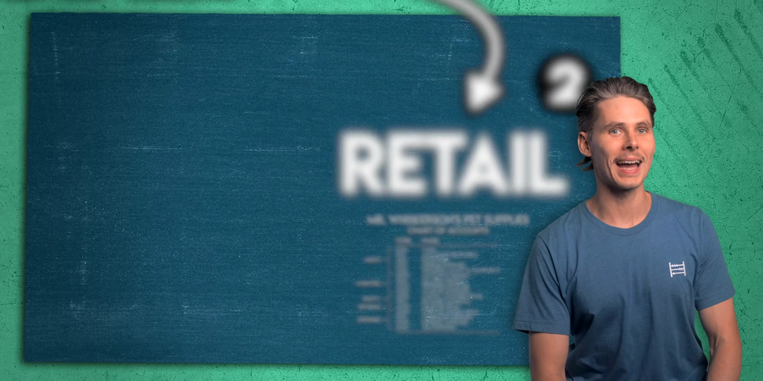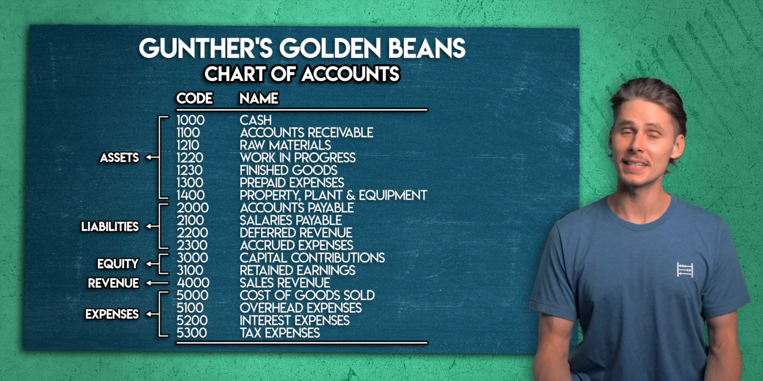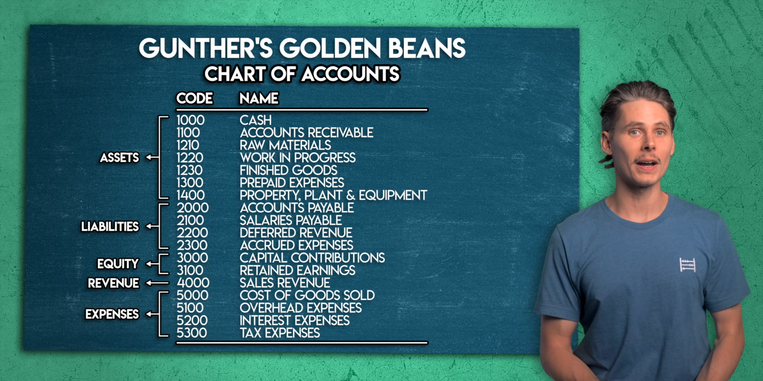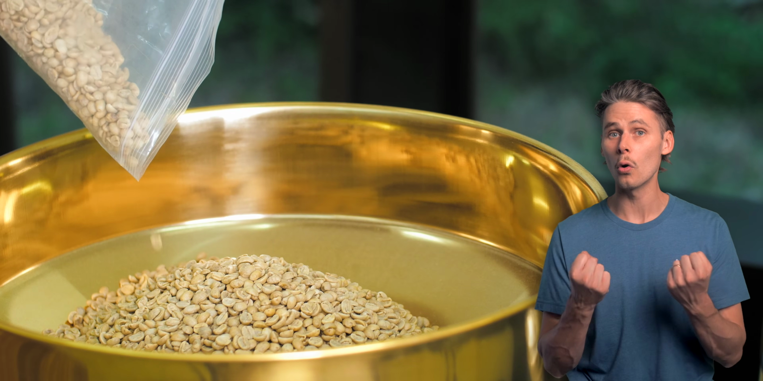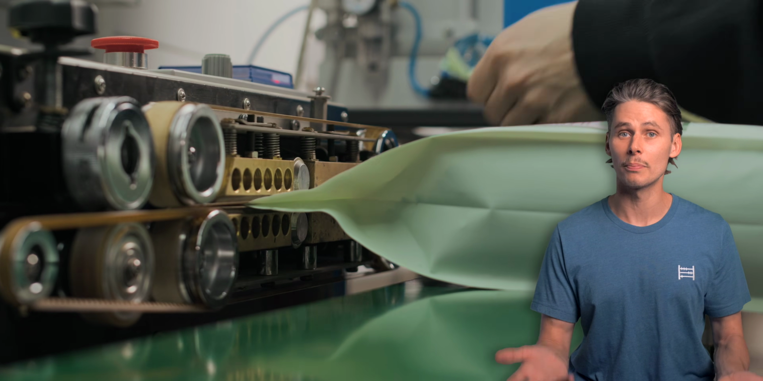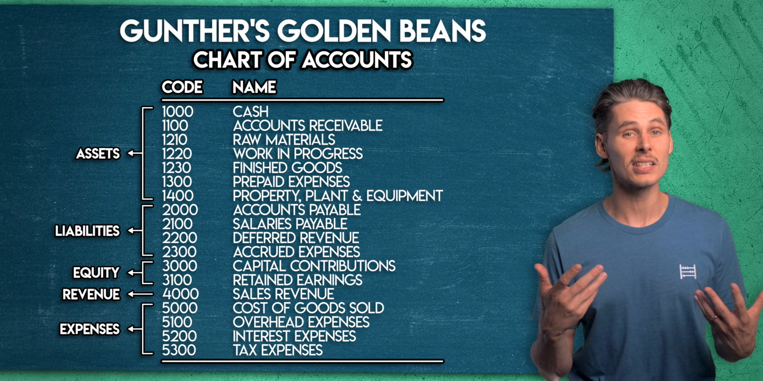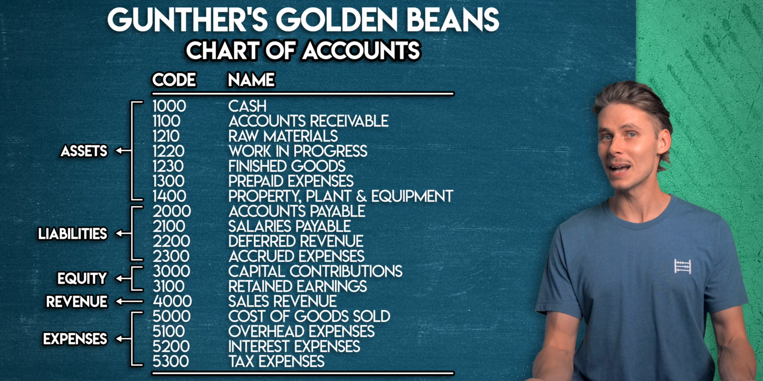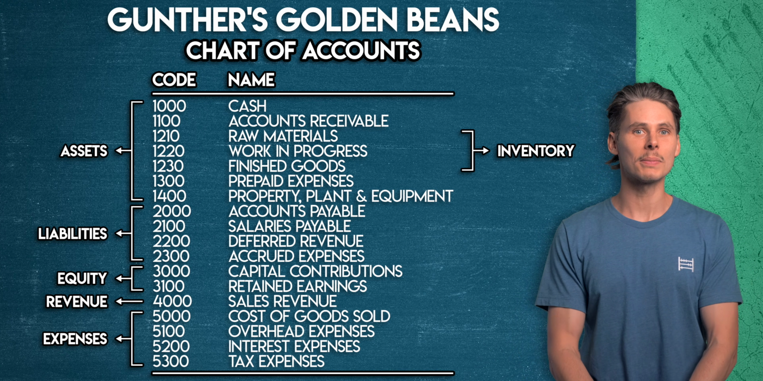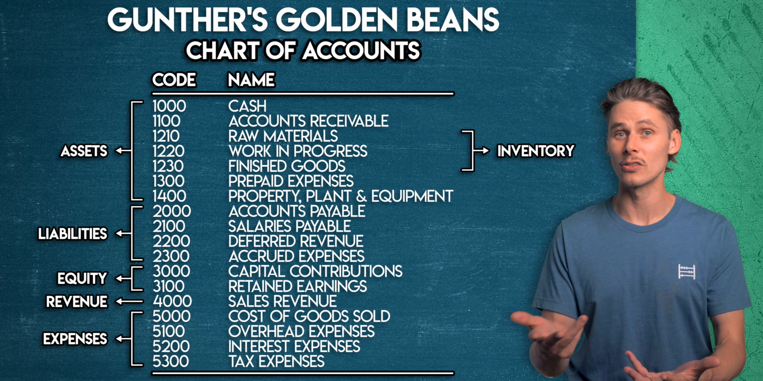Right, let's look at a manufacturing business. Gunther's Golden Beans is a coffee roaster. It's a manufacturing business because it takes raw coffee beans and processes them through roasting, grinding, and packaging to create a finished product, which it then sells. This is a different business, so it has a different chart of accounts. As you can see, inventory has been split into 3 accounts to reflect the 3 different stages of production.